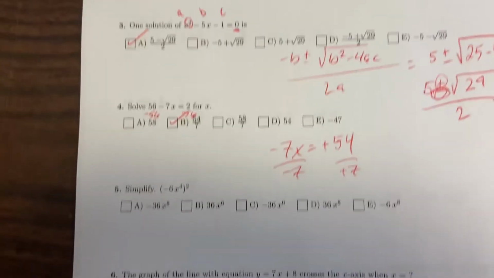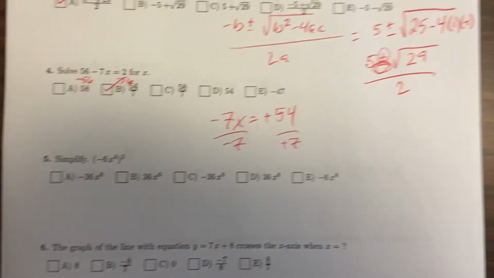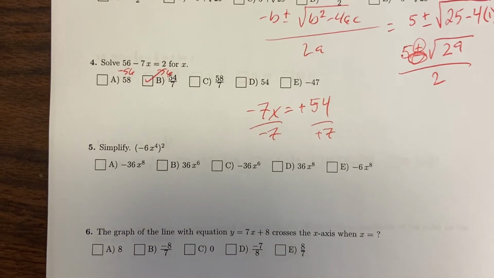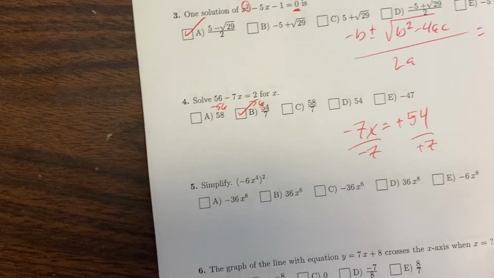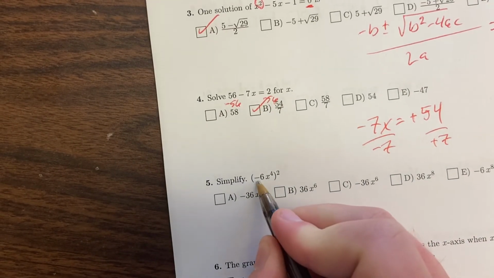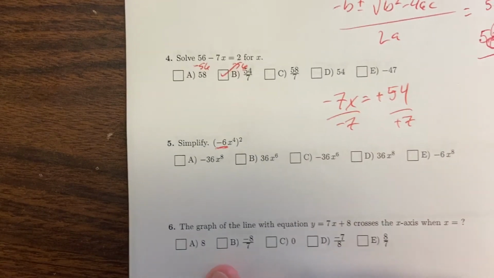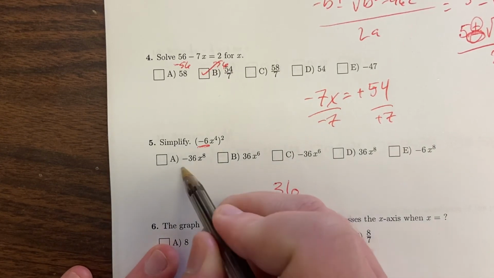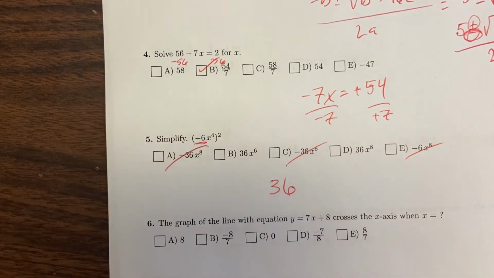Moving right along here, we've got some exponent rules. Actually, we're going to get into this chapter here in a little bit. So we've got parentheses. Everything in parentheses has to be raised to the second power. So let's start with our coefficient. I've got a negative 6, all in parentheses, being squared. Negative times a negative gives me a positive, so that's going to be a positive 36. If we look at some of our answers, that has a negative, that has a negative, that has a negative, so now we're down to a 50-50 shot.